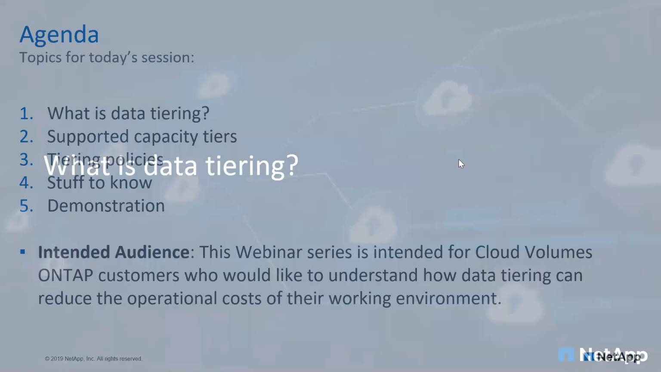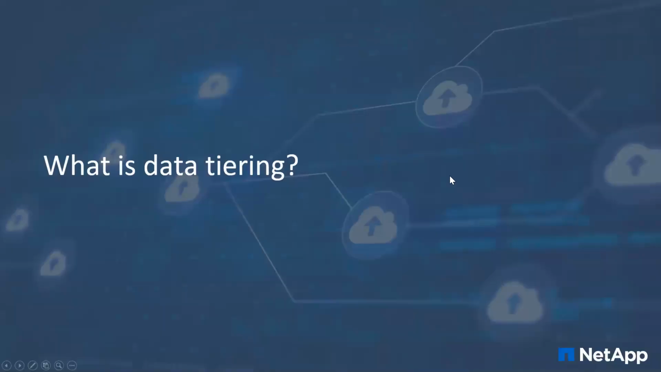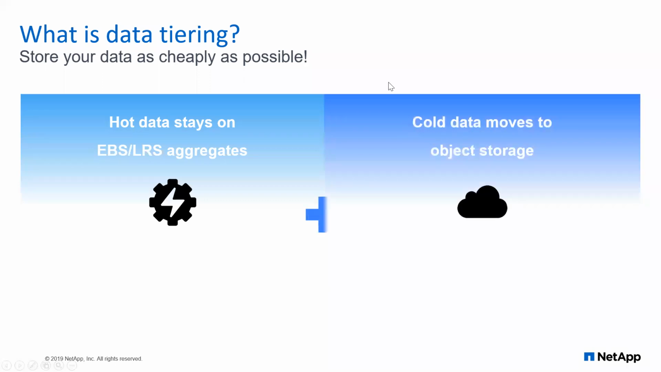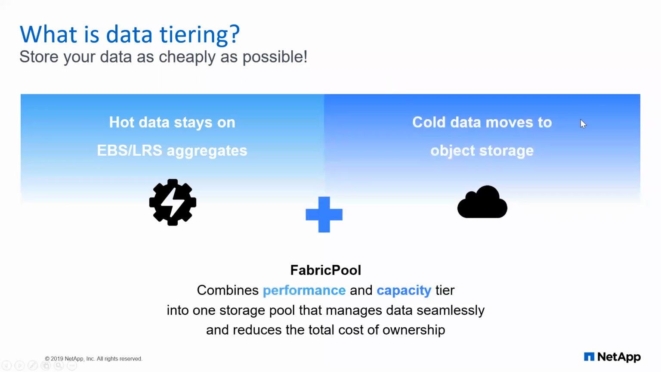All right, sweet. So what is data tiering? That's a great question. If you've worked with NetApp in the past and you have NetApp products besides Cloud Volumes ONTAP, I'm sure you are familiar with the concept of a fabric pool. That's actually exactly what data tiering is. It's based on fabric pool technology. The whole idea of data tiering is that you're combining a performance tier and a capacity tier into a single storage pool that you can manage data between seamlessly.